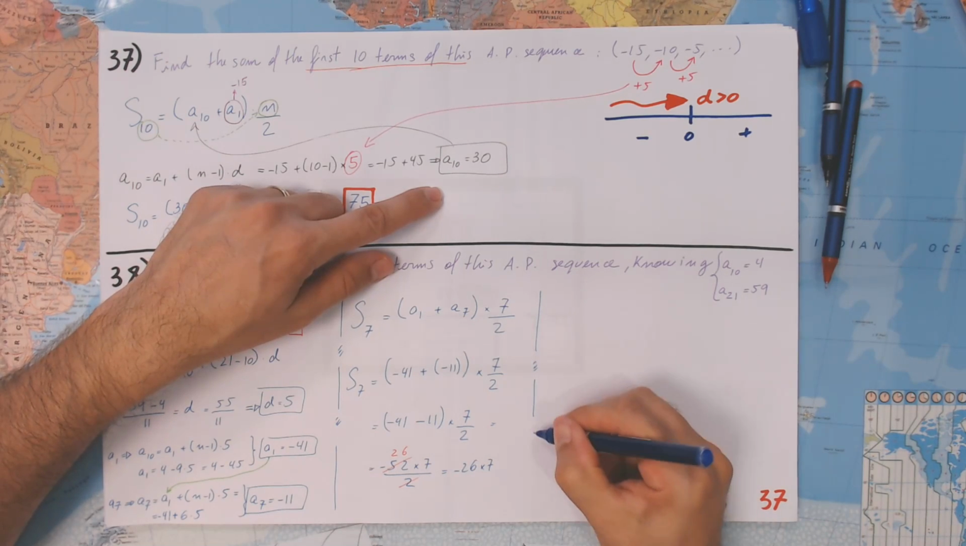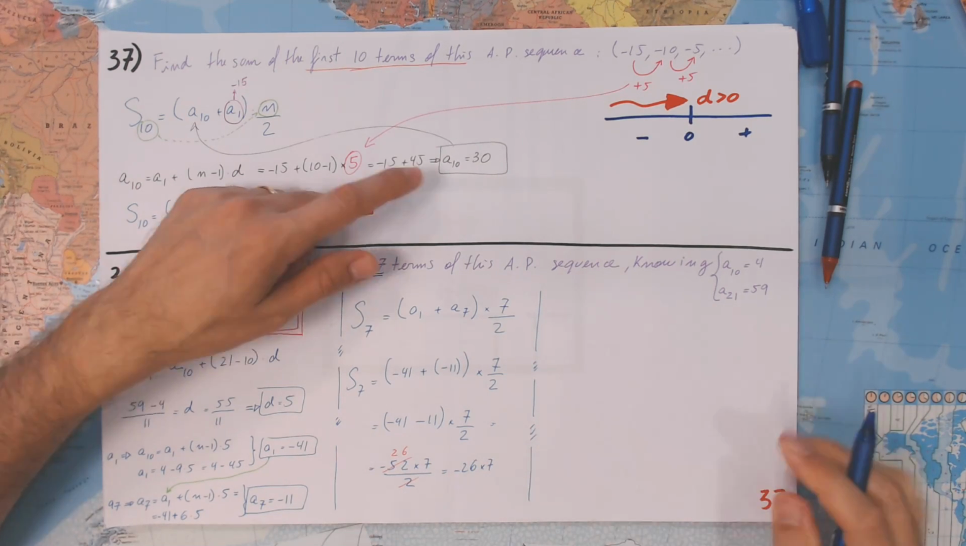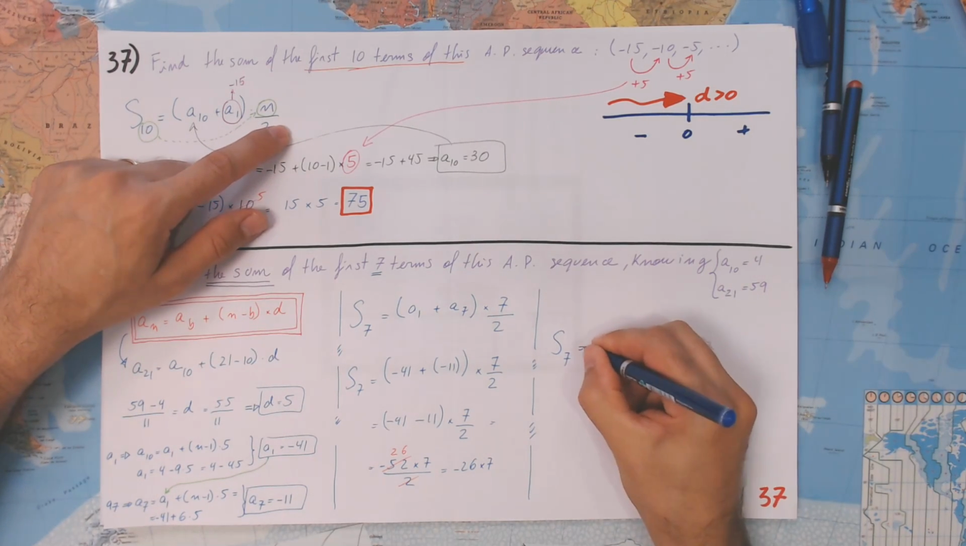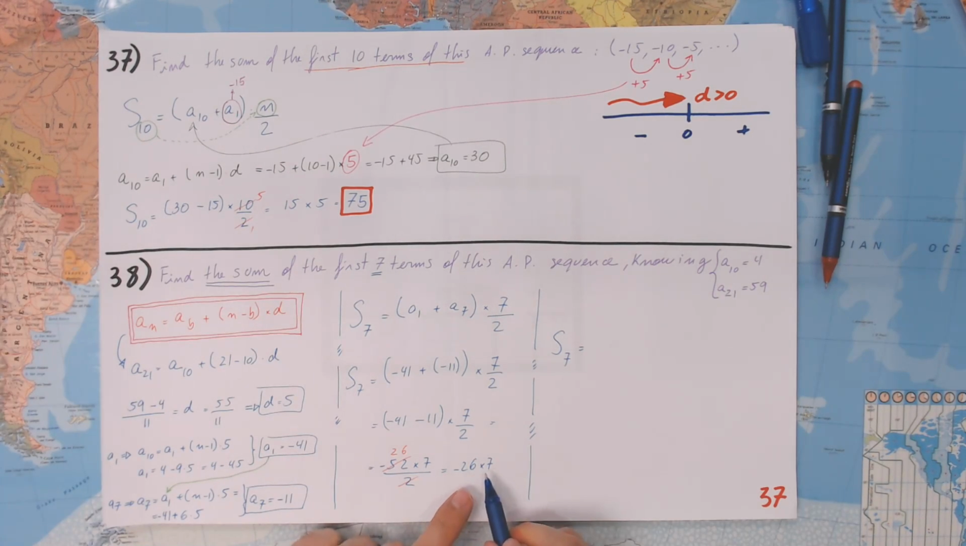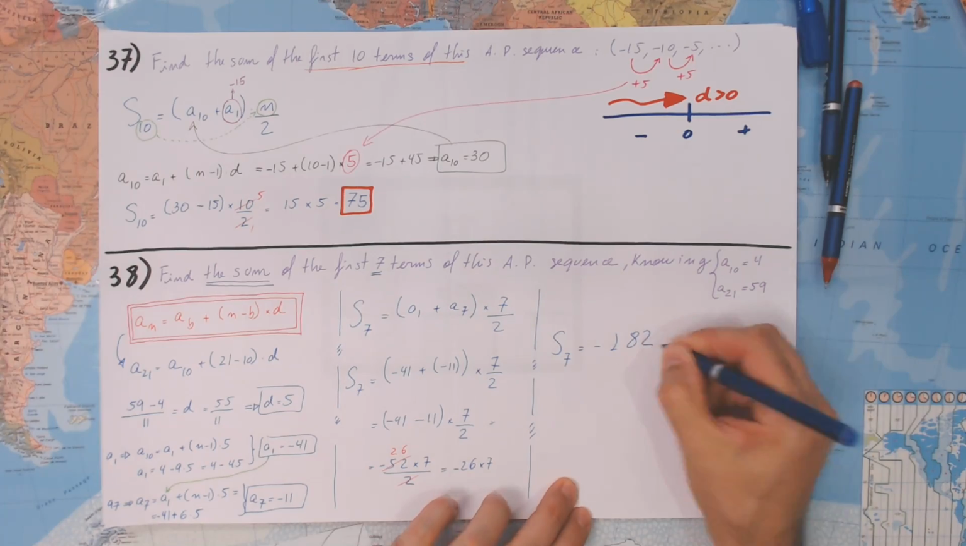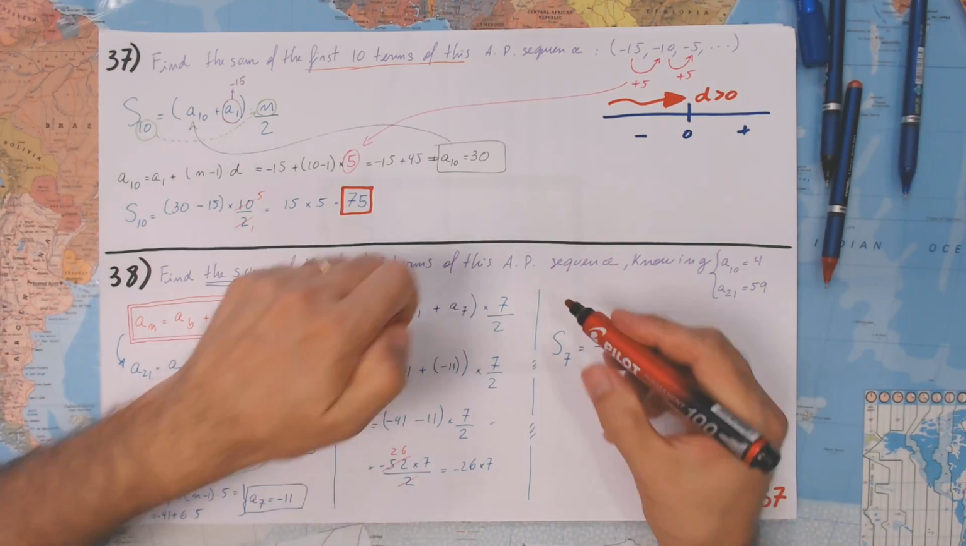So let's just bring our final answer. S7, that's how we write. 26 times 7: 2 times 7 is 14, so this is 140, plus 42, so negative 182, and that is our final answer.